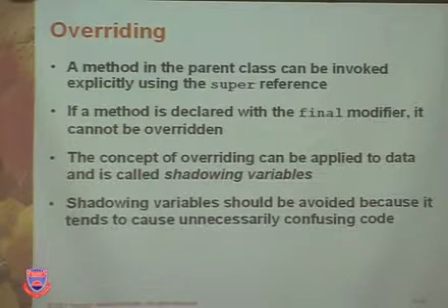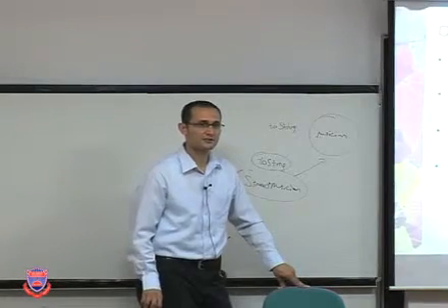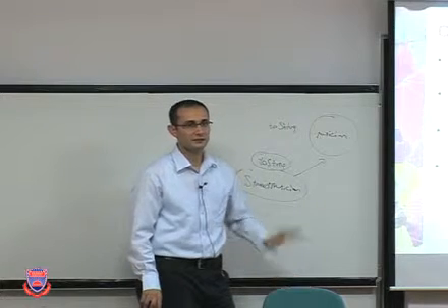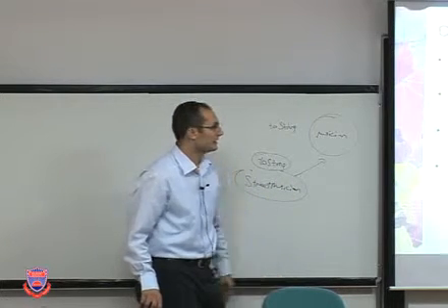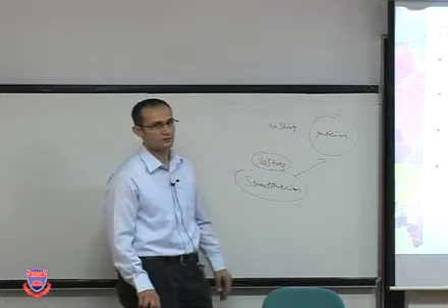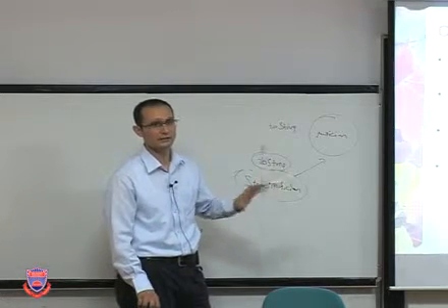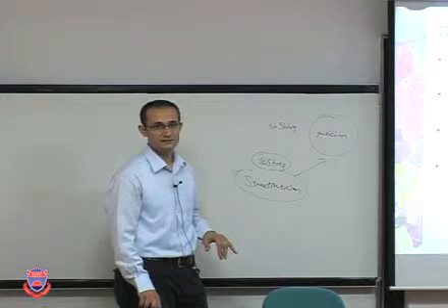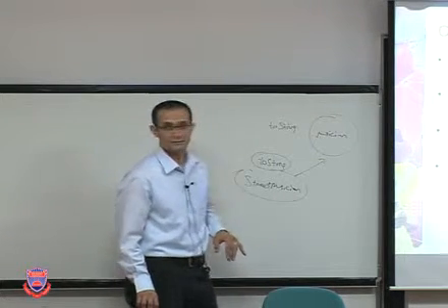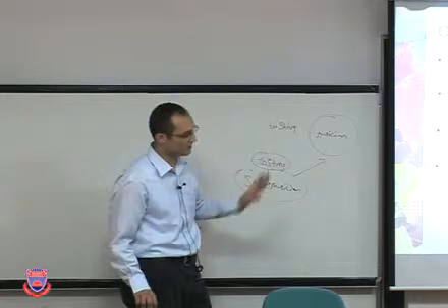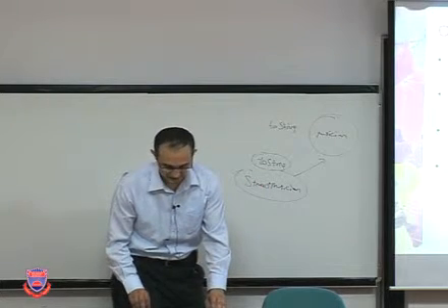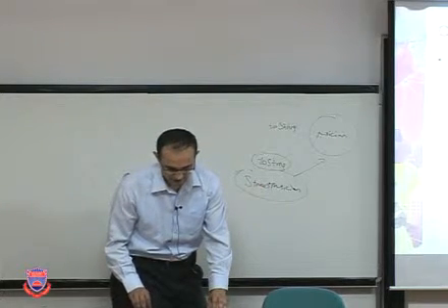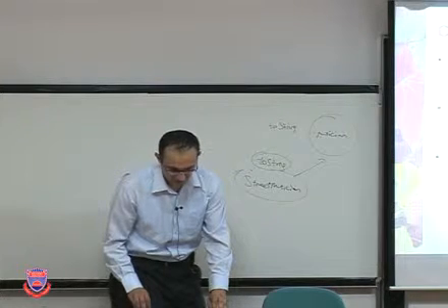Also, you can have variable overriding, but this is not really recommended because it complicates and causes unnecessary confusion in the code. Although you can do that, you're recommended not to override the instance variables and variables that you have. This is called shadowing variables. But again, you're recommended not to go down that path.